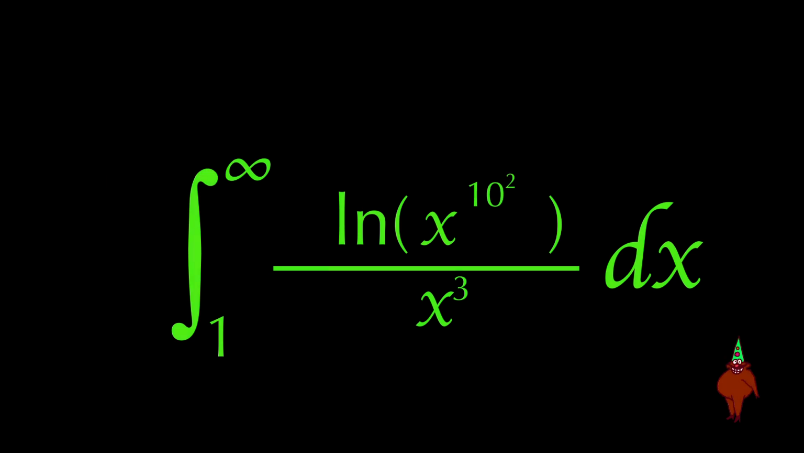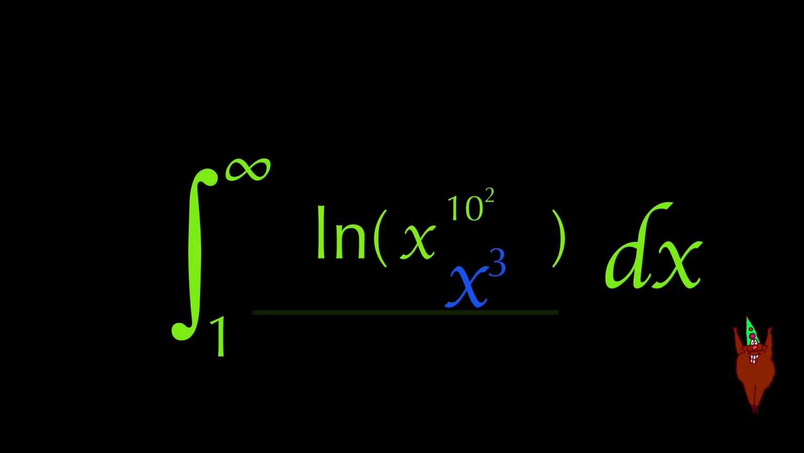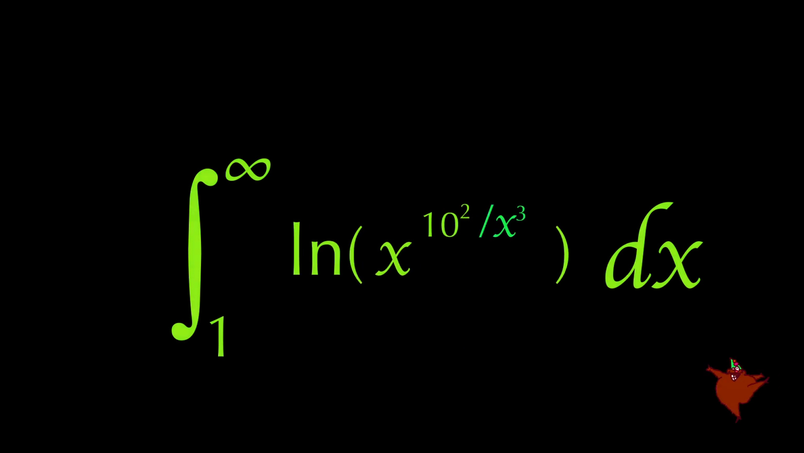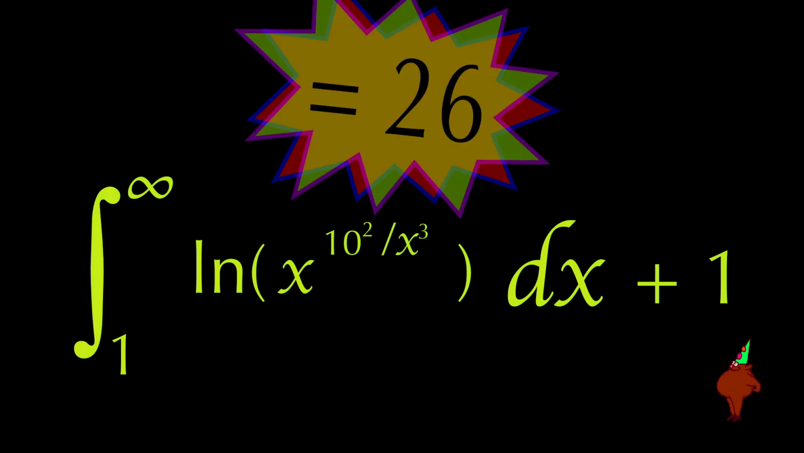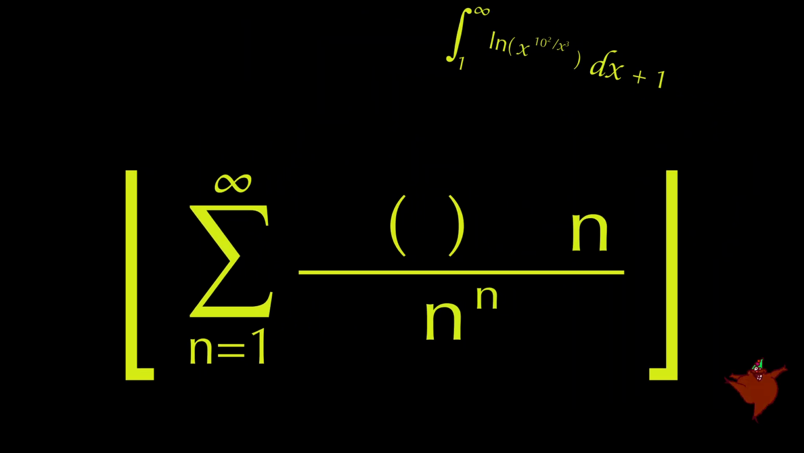Much better. Our integral is looking a lot sexier now. Let us also move that x cubed from the denominator by also shoving it inside the logarithm, giving us this thing. Fantastic, we created a fairly interesting integral. Finally, all we need to do is add 1 to the whole thing, and we get 26. And so we can replace our original 26 with this new creation.